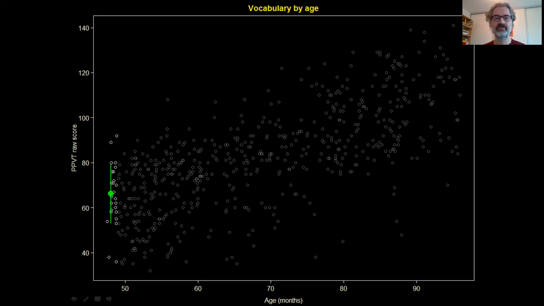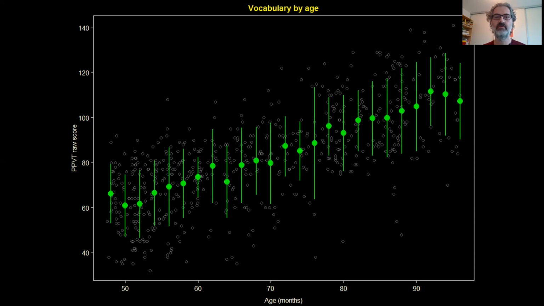What is our prediction for children of age 50 months? Well, these are the children around 50 months, and this is the mean for all these points. And then these are the data points for age about 52 months. And if we keep doing that for each age, we come up with a mean, which is our best guess for that age, and a corresponding standard deviation, which is an estimate of how far off we can expect to be.